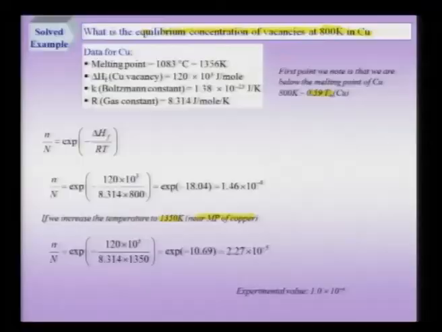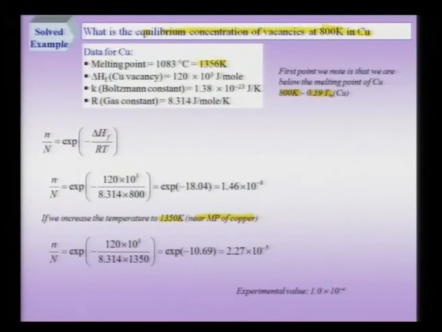stabilized by entropic reasons. The first thing I need to note is that whatever temperature I am given has to be below the melting point of copper, because otherwise you do not have the crystalline structure of copper. So, in this case, the 800 Kelvin which is being given is below the melting point of copper, which is about 1356 Kelvin.